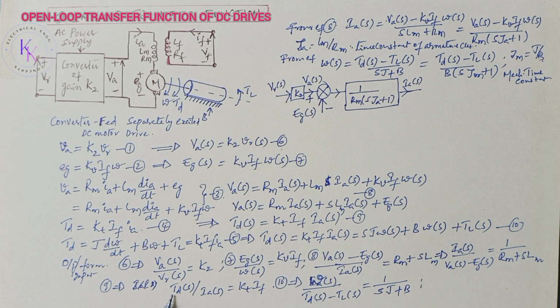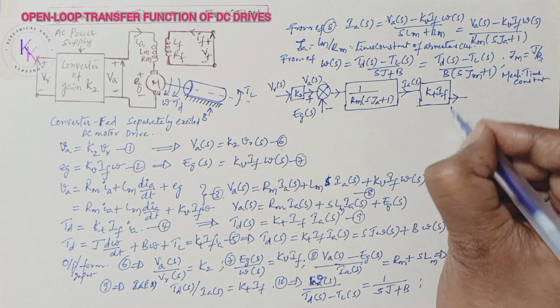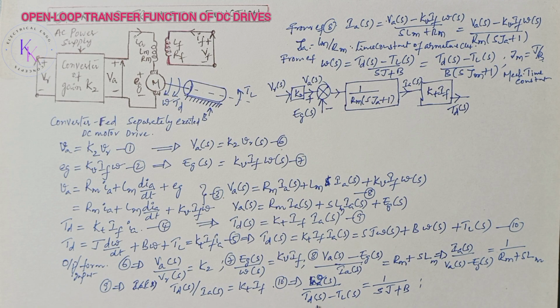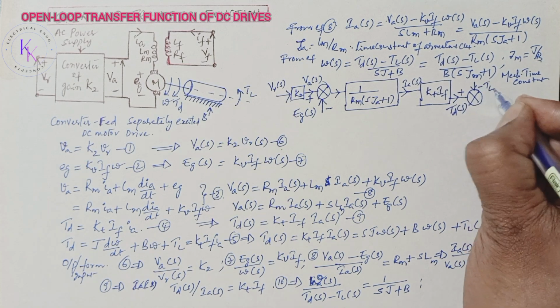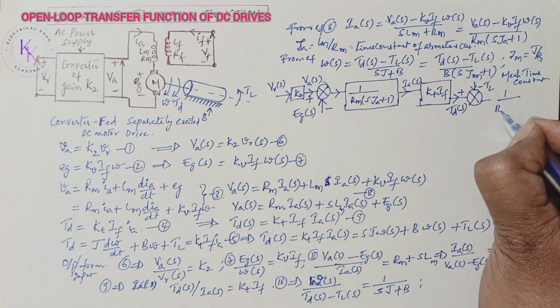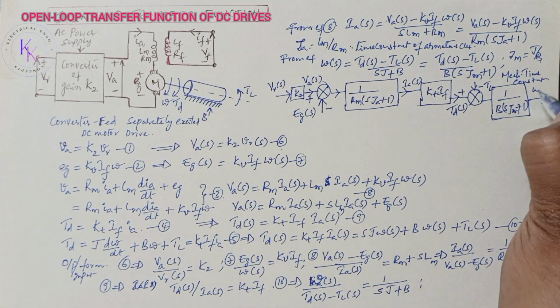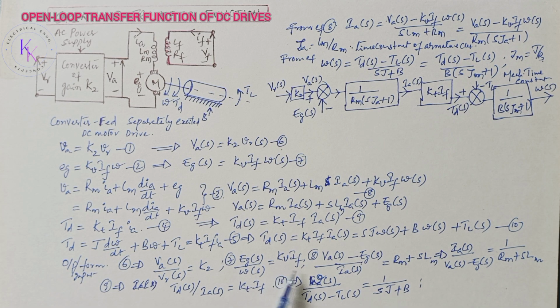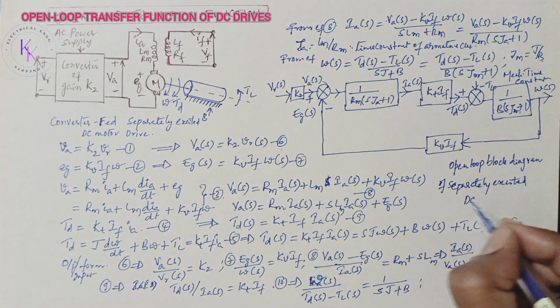From this equation, TD of S is the output, IA of S is the input, and this is the system. So IA of S, KT IF, then the output will be TD of S. TD is the input minus TL of S. So this is TD plus and minus TL, which is given to 1 by B S tau M plus 1. Then the output will be omega of S. The equation that EG and omega of S are related with KV IF. This is the open loop block diagram of the separately excited DC motor.